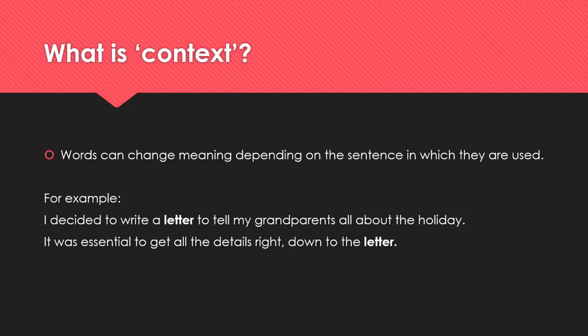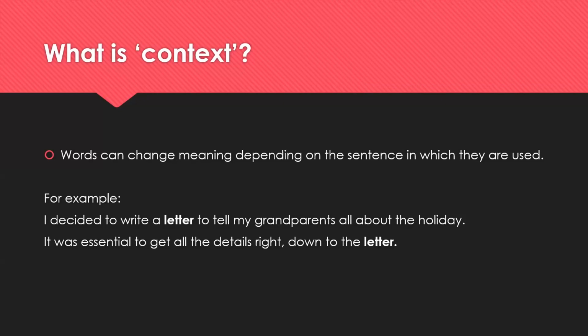So we have to use the information that we get given. For example, in the first sentence, it says that we're going to write the letter and you're going to tell someone information. So obviously, it's going to be a handwritten letter. Then in the second one, we can use the context such as words like details. When we say down to the letter, we mean be as specific as possible, right? So that's why we say down to the letter, get every tiny thing correct. We're not referring to a handwritten letter, we're referring to an alphabet letter.